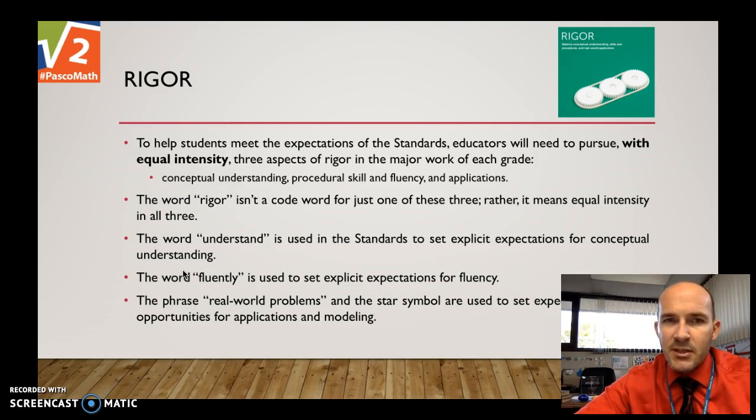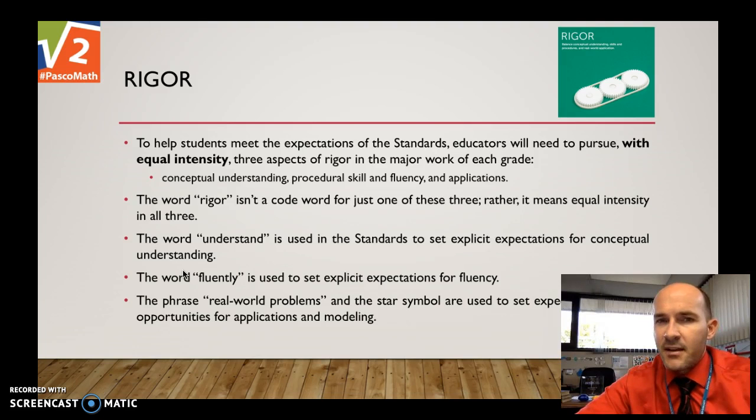And so we just need to make sure that rigor isn't a code word for just one of these, but it means equal intensity in all 3. And so in our standards, we're lucky enough, the way they're written, that the language of the standard helps us determine what aspect of rigor should be emphasized for that standard. I want to throw out emphasize because sometimes you'll have multiple aspects of rigor going on depending on where you are in the learning trajectory for that standard.